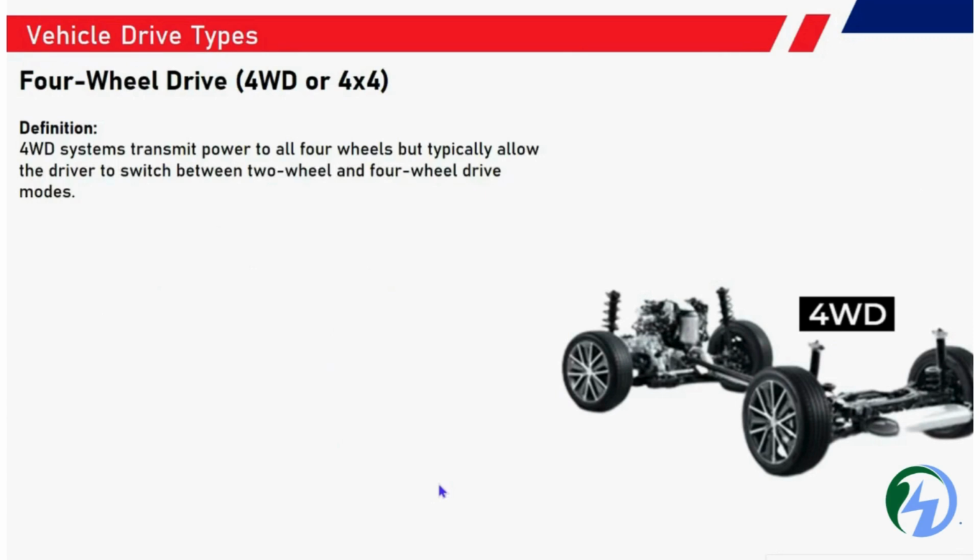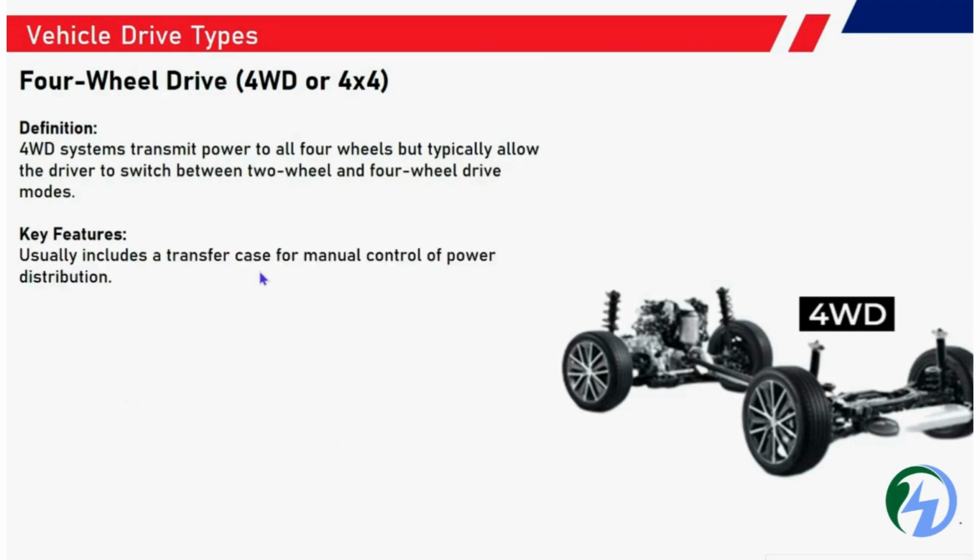And next is the four-wheel drive, where it will transmit the power to all the wheels, and in some situations we can switch between two-wheel and four-wheel drive, depending on need. If you need two-wheel drive, we can switch to the front or to the rear, however we need. This is one good feature. And usually it includes the transmission with manual control of the proper power distribution.